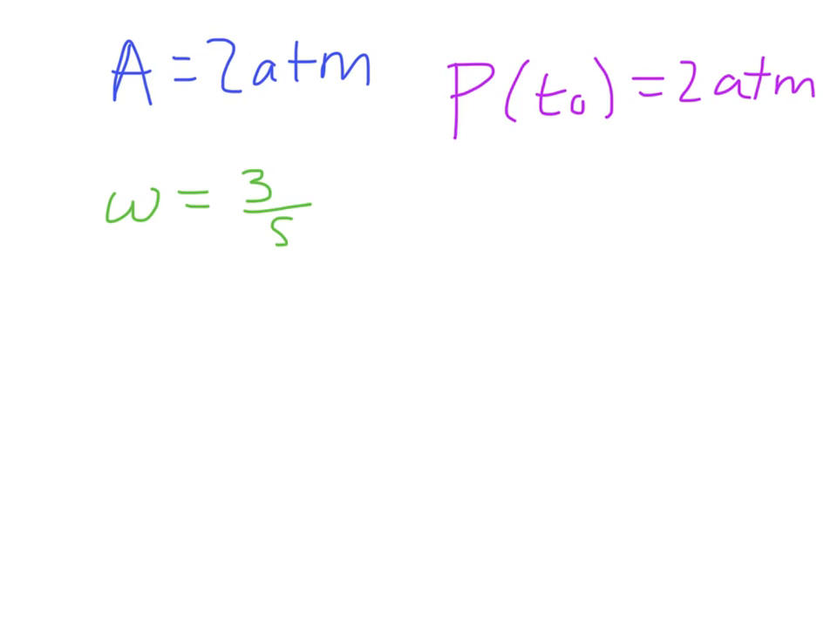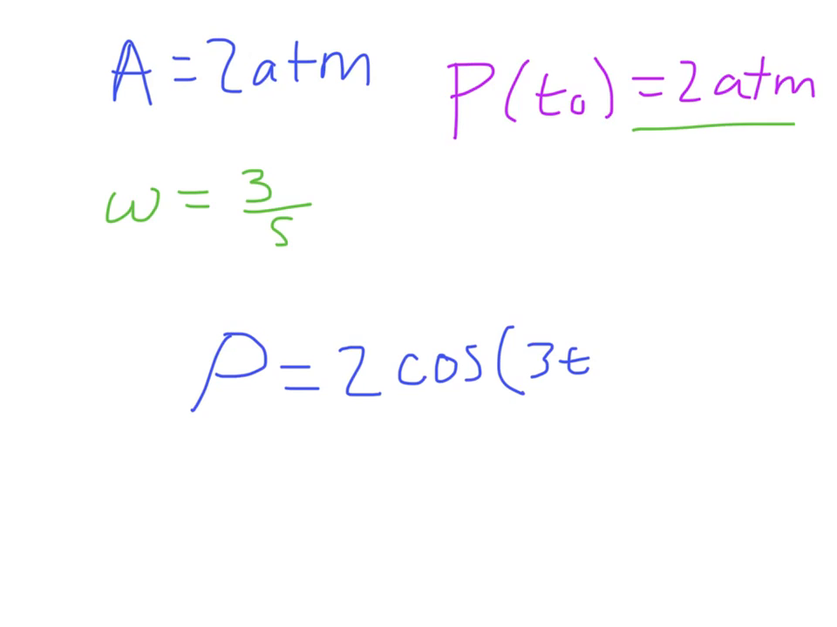So let's give it a go. We'll say pressure, our oscillating quantity, is equal to the amplitude, which is 2 atmospheres, times cosine of omega t. So we have 3t plus the phase angle. In this case, the amplitude is our initial point, so we don't have to worry about the phase angle because the phase angle is just equal to 0. So this is our wave equation.